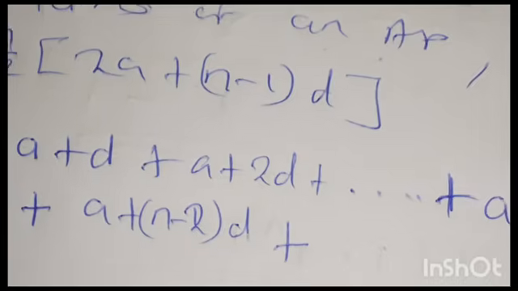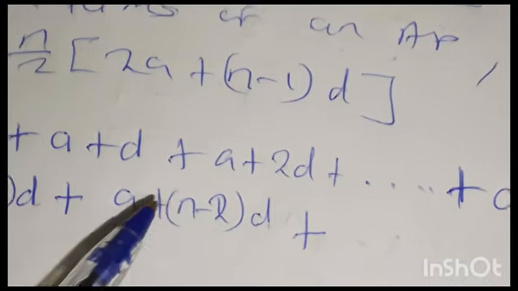So in the first part, you have the first term, second term, and the third term. So we go to the third from last, which is plus a plus 2d, plus the second term, which is a plus d, and the last term, which is our first, is a.